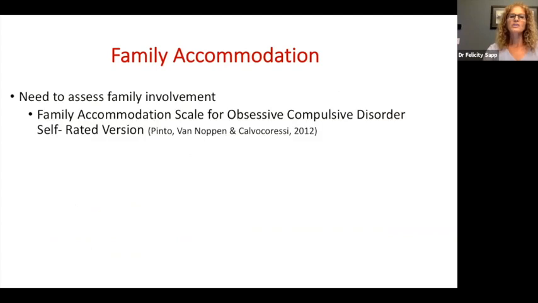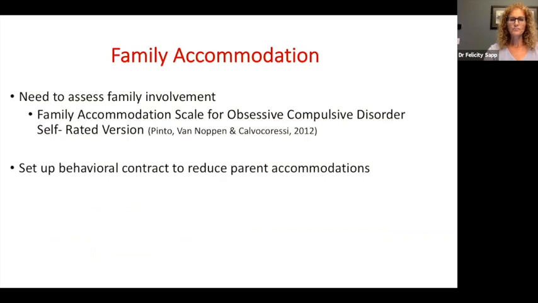It's important to look at how much families are involved. Families often are entangled in the OCD, and they're accommodating in different ways. So we need to assess their involvement, and this is a great scale that you can use. Once you assess how much they're accommodating, then you may need to set up some behavioral contracts with the child and the parent, or with the teen and the parent, to start to reduce that.